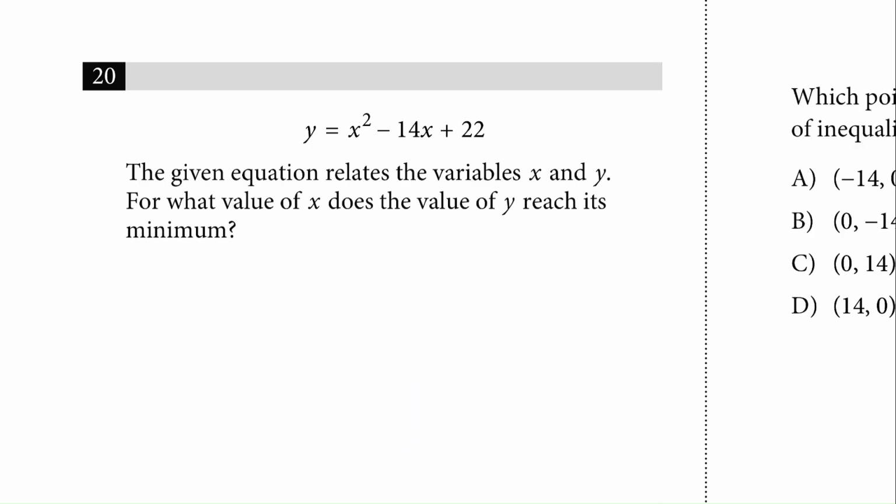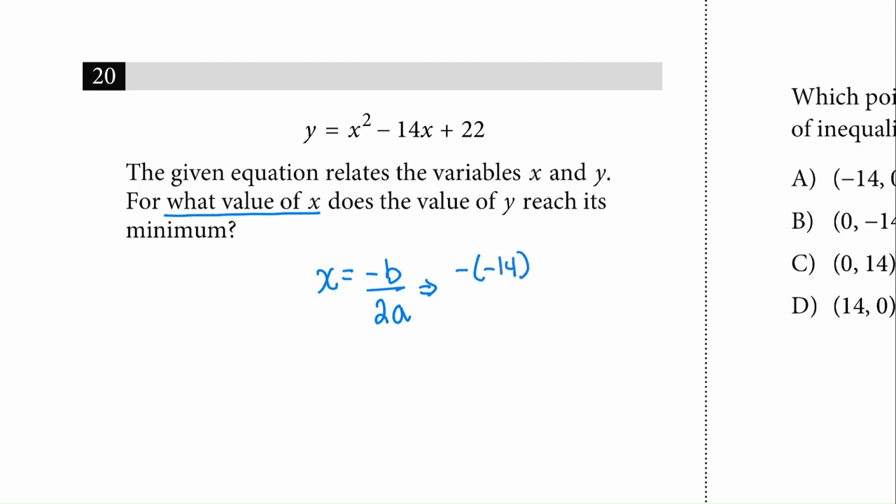The given equation relates the variables x and y. For what value of x does the value of y reach its minimum? So here we are going to be looking at the parabola on Desmos. I'll go ahead, pull that out, plug it in, and let's take a look. Well, in this case, since it's asking us for the value of x, I actually think that just plugging it into the vertex formula is going to be much easier here.